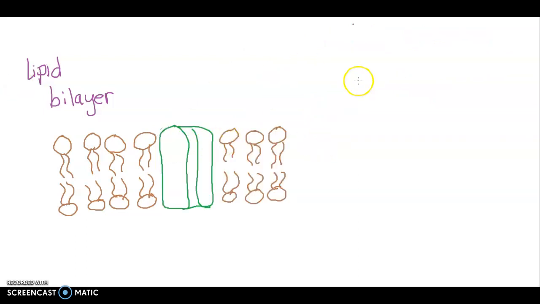Besides phospholipids, we also have proteins in the cell membrane. Proteins can be integral, meaning that they span the membrane going from one side to the other, or they can be peripheral, meaning that they're only facing one side. Proteins have many diverse functions in the cell membrane. Our focus here will be transport.